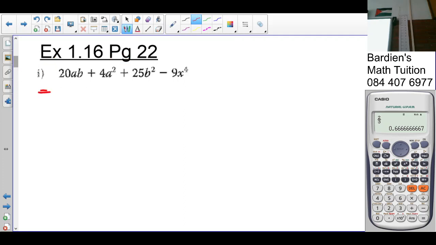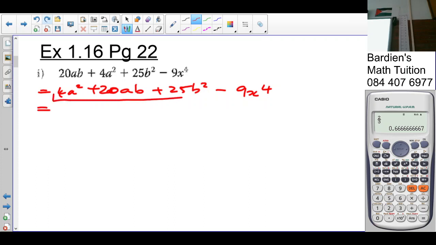Yes. I'm going to write 4a squared first, then plus 20ab plus 25b squared minus 9x to the 4. You see here? A squared, a; no a. B squared, b; no b. Can you see that? So that is the trinomial format. So there's your perfect square trinomial.